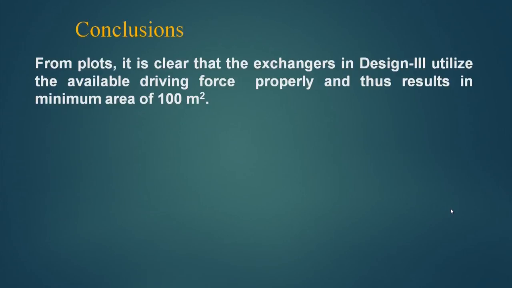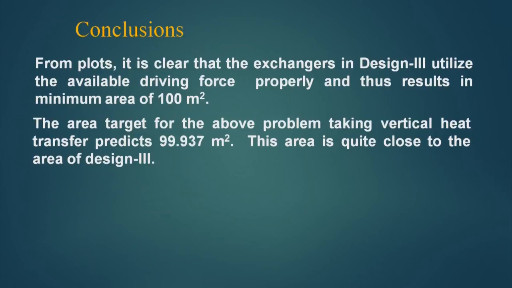Now, the conclusions for this part: from the plots it is clear that the heat exchanger in design 3 utilizes the available driving force properly and thus results in a minimum area of 100 meter square. The area target for the above problem, taking vertical heat transfer, predicts 99.937 meter square area. So, it is almost equal to 100 meter square. This area is quite close to the area of design 3.